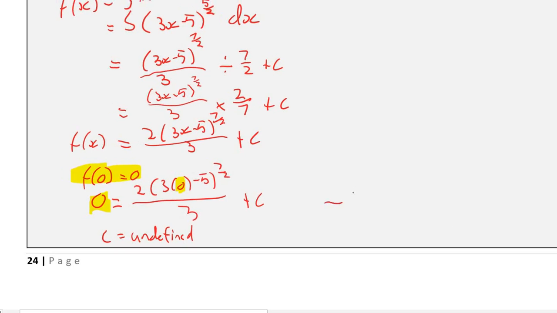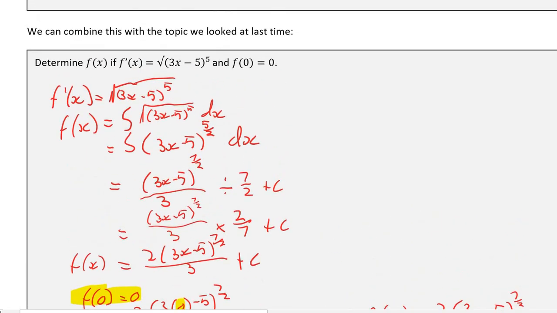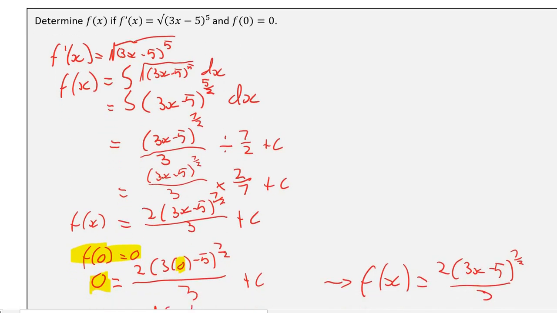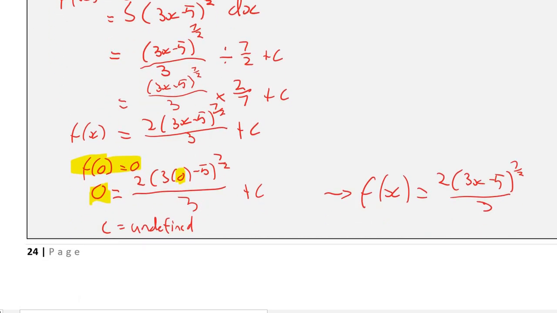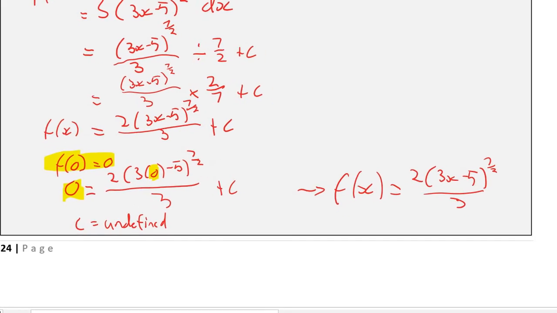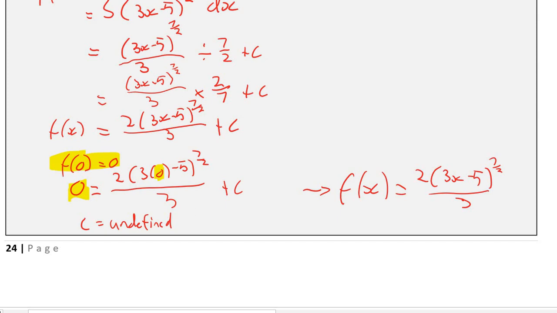What a great solution. So our final answer is f of x equals 2 bracket 3x minus 5 to the 7 halves over 3. Yeah, my apologies for that, guys. We shouldn't be giving you undefined answers. You won't get that at an exam or anything, so don't stress too much about it. Okay.